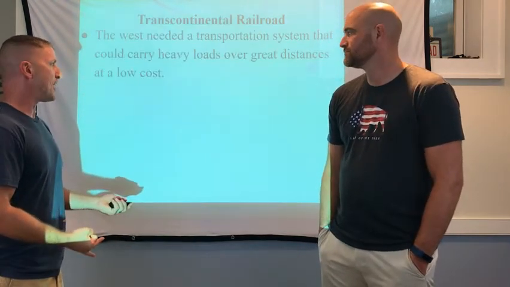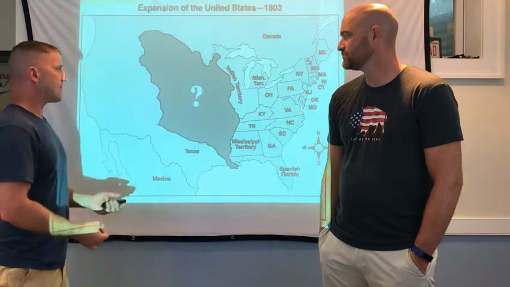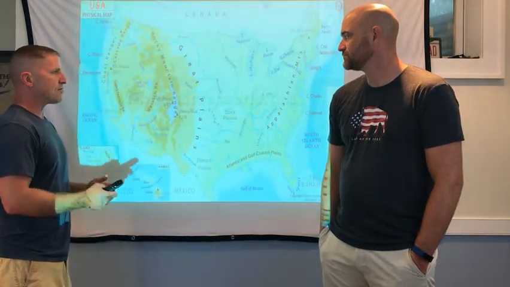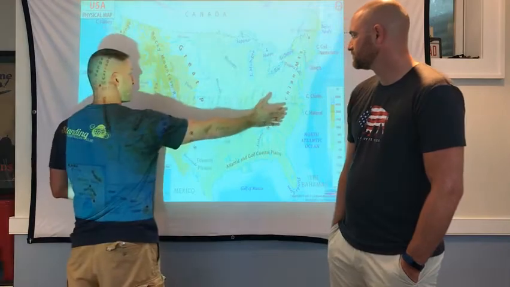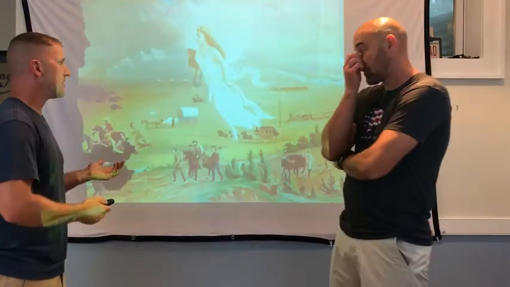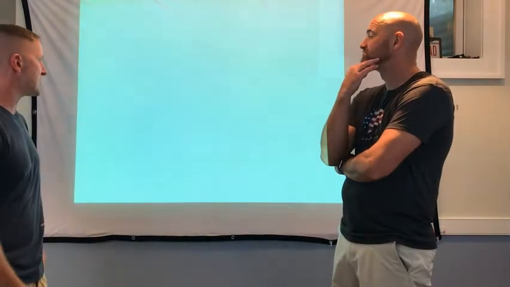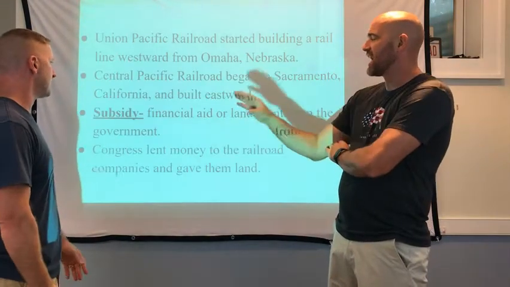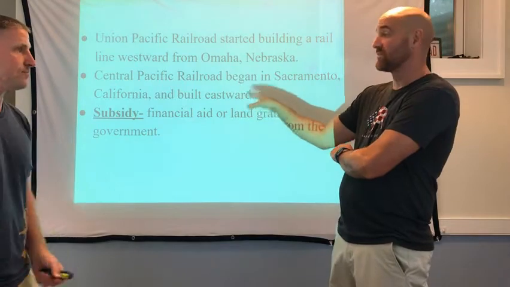So if we're going back and looking at this map, a railroad is going to make it easier for people to travel from the east to the west and all through out there. That's something the government is going to want to invest in. So that's where you get this subsidy, and a lot of the subsidies in this case came in the form of land grants.